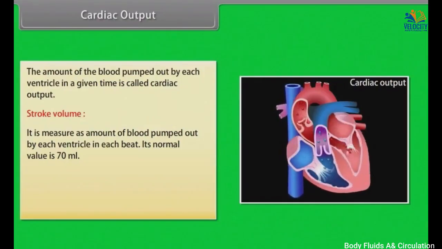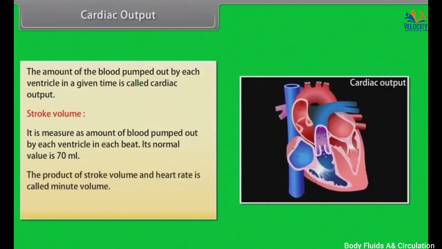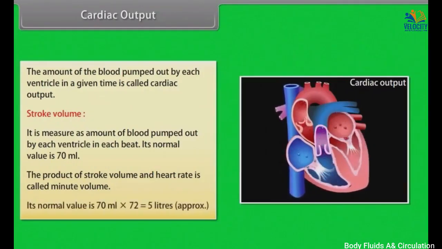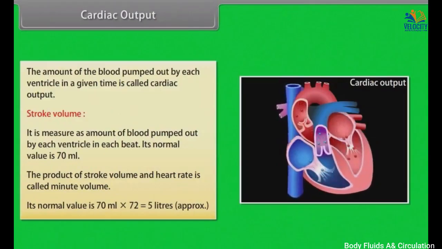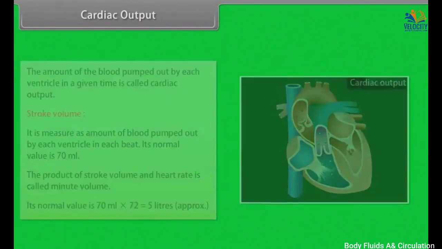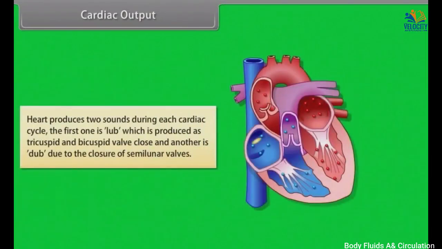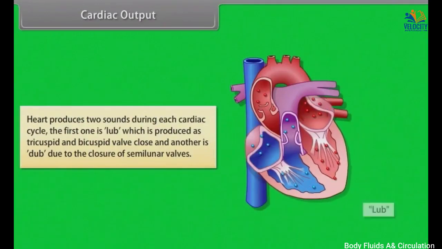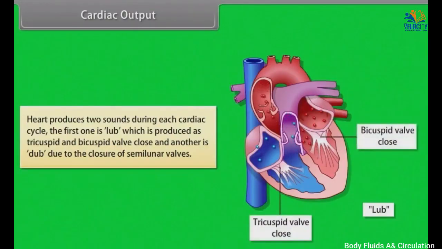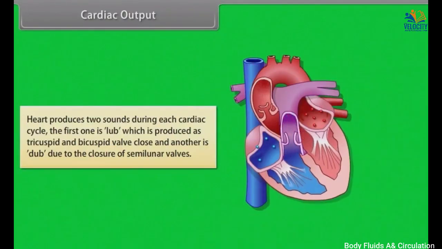The product of stroke volume and heart rate is called minute volume. Its normal value is 70 milliliters times 72 equals approximately 5 liters. The heart produces two sounds during each cardiac cycle. The first one is lub, which is produced as the tricuspid and bicuspid valves close, and another is dub, due to the closure of semilunar valves.